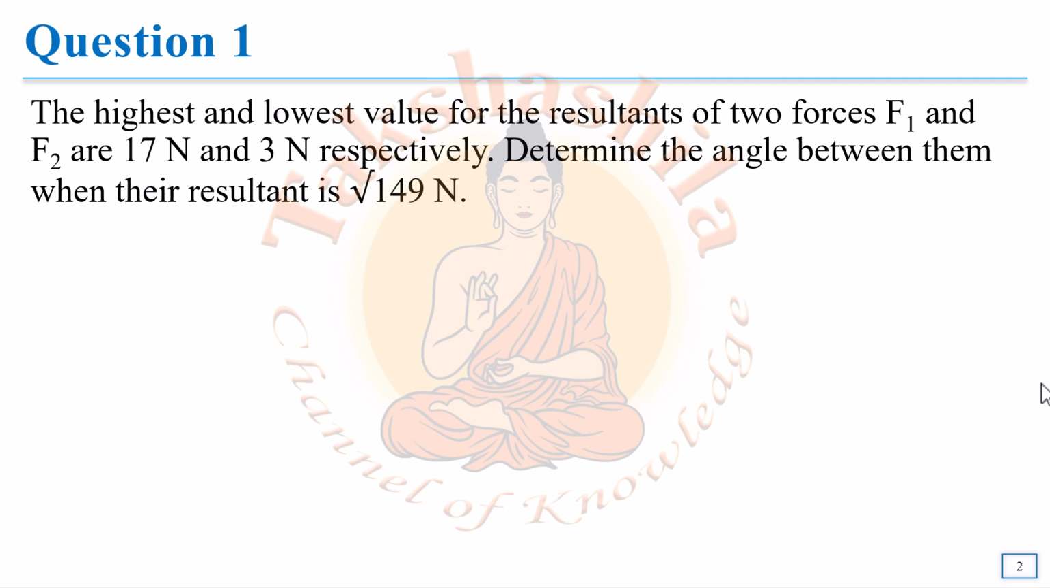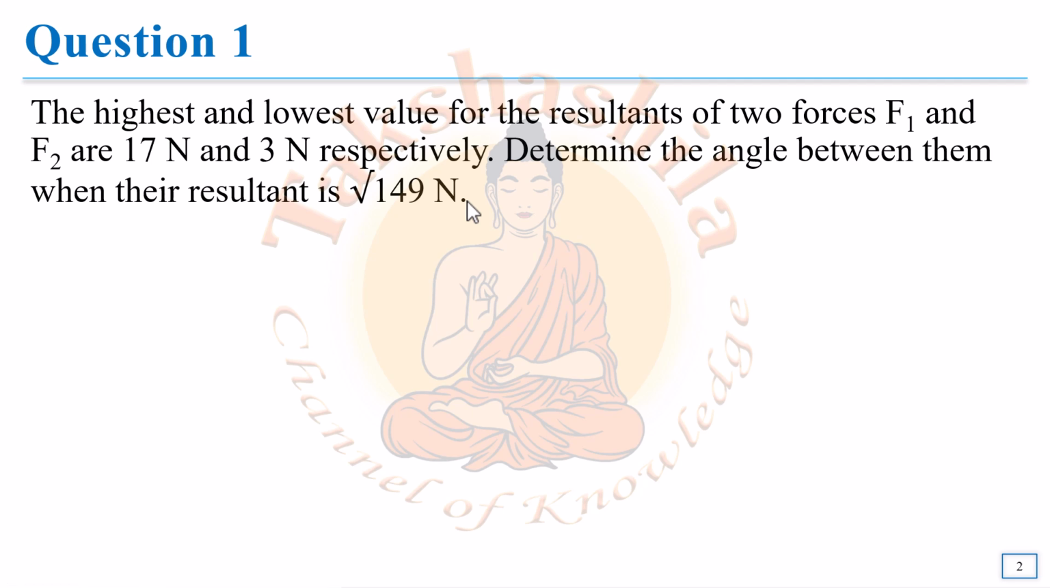So when you read the question you can understand we have two forces, F1 as well as F2. When these two forces are acting in a particular direction, the resultant will have the maximum value of 17 Newton. So this is the maximum possible value for the resultant. Then in the second case, the lowest value of the resultant, obtained when these forces are acting in some other manner, is 3 Newton. And what are we supposed to find out? We have to find the angle between the forces F1 and F2 when their resultant has a value of root of 149 Newton.